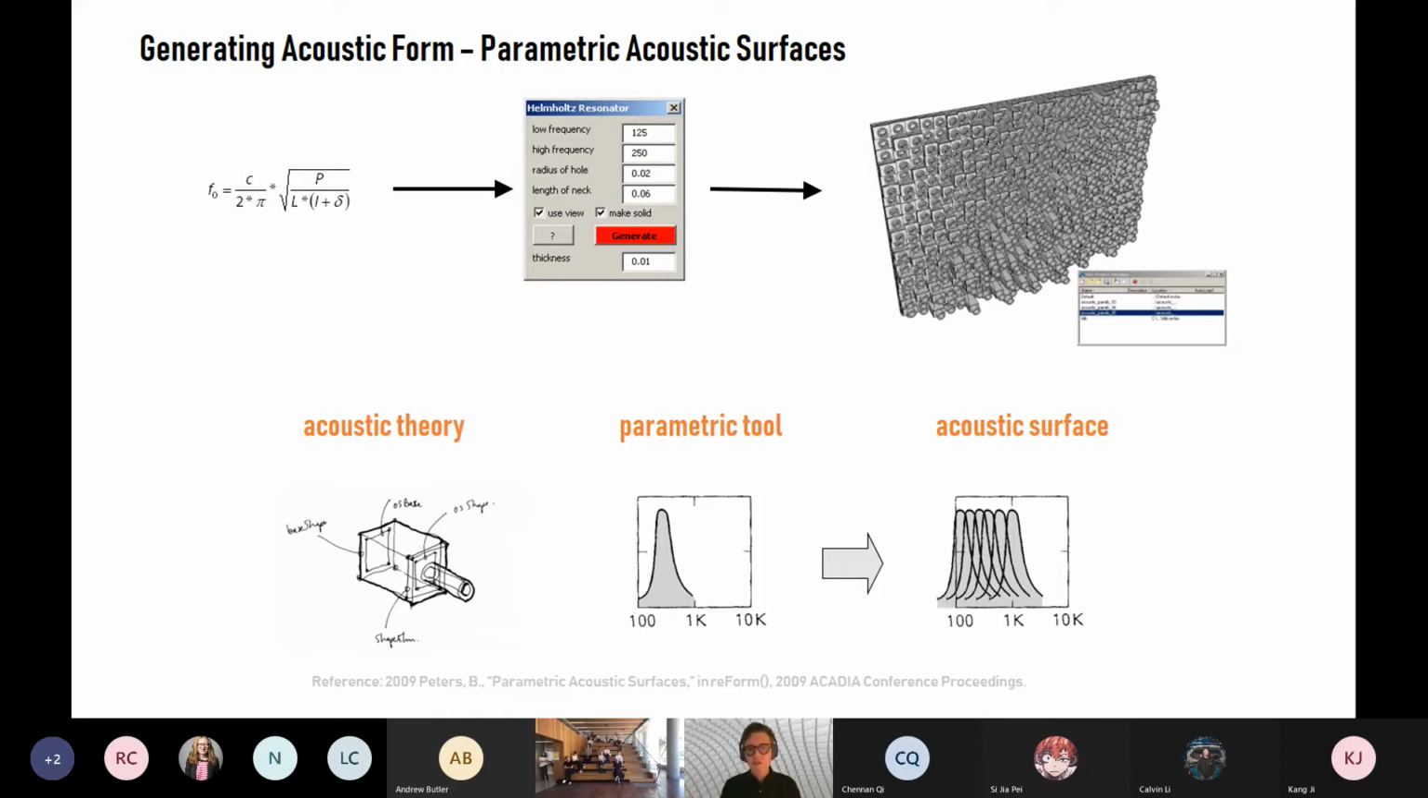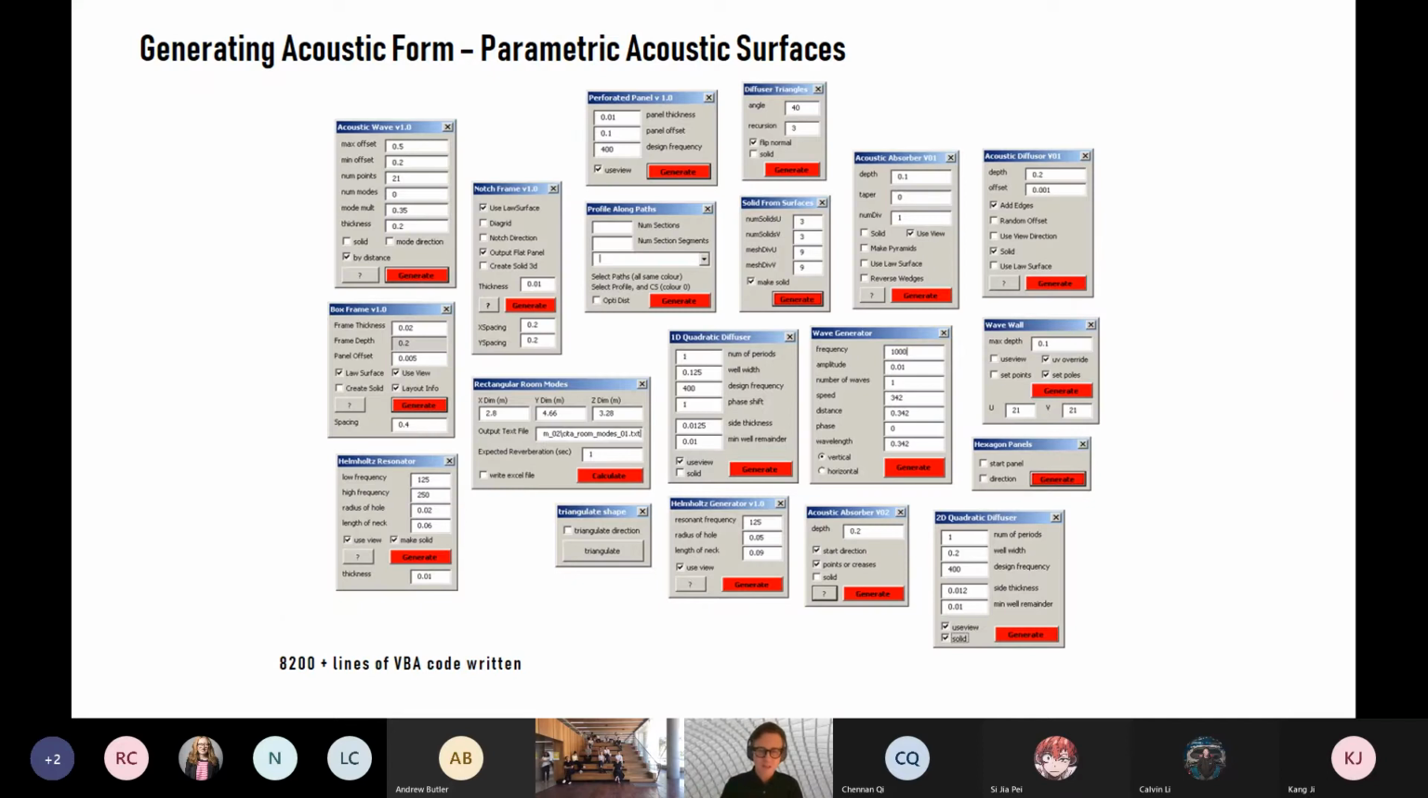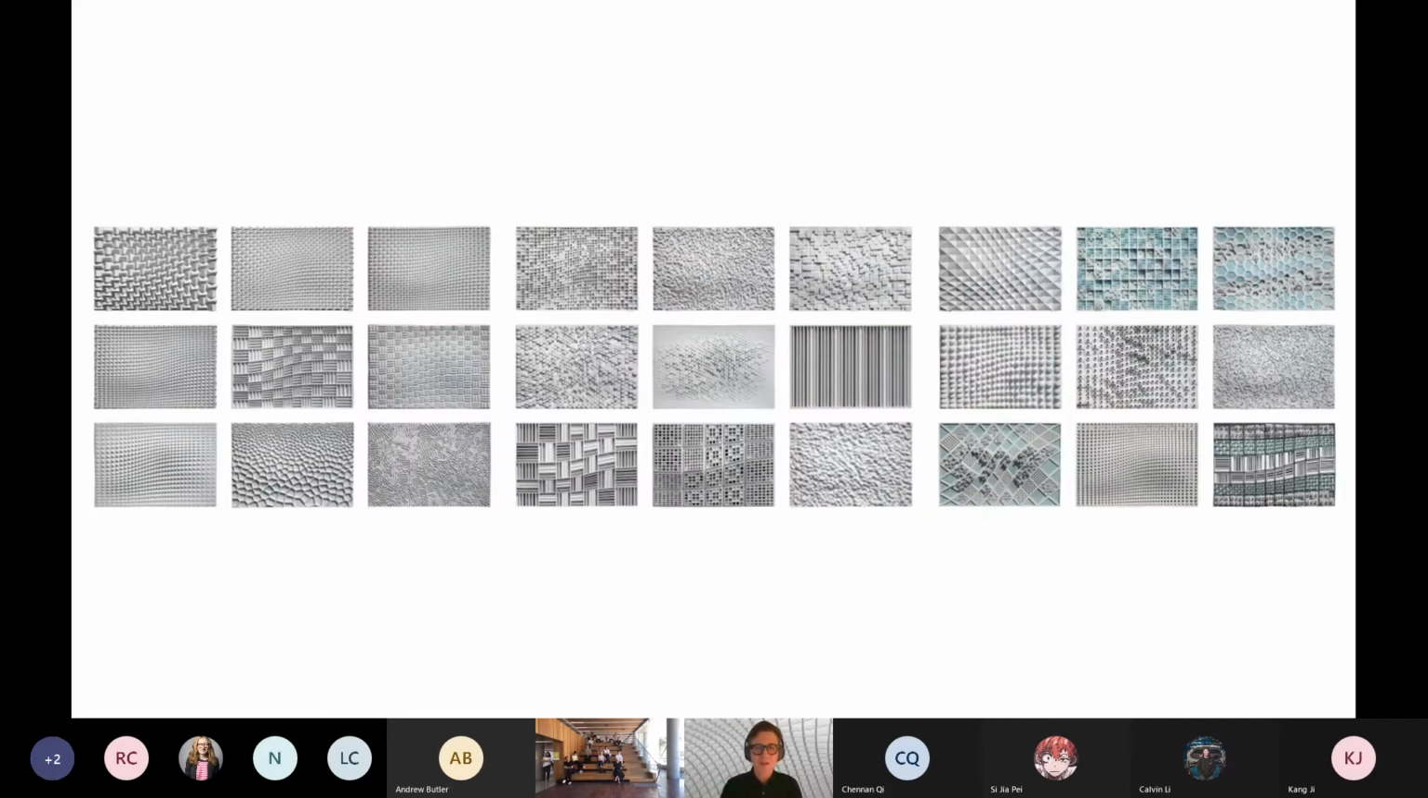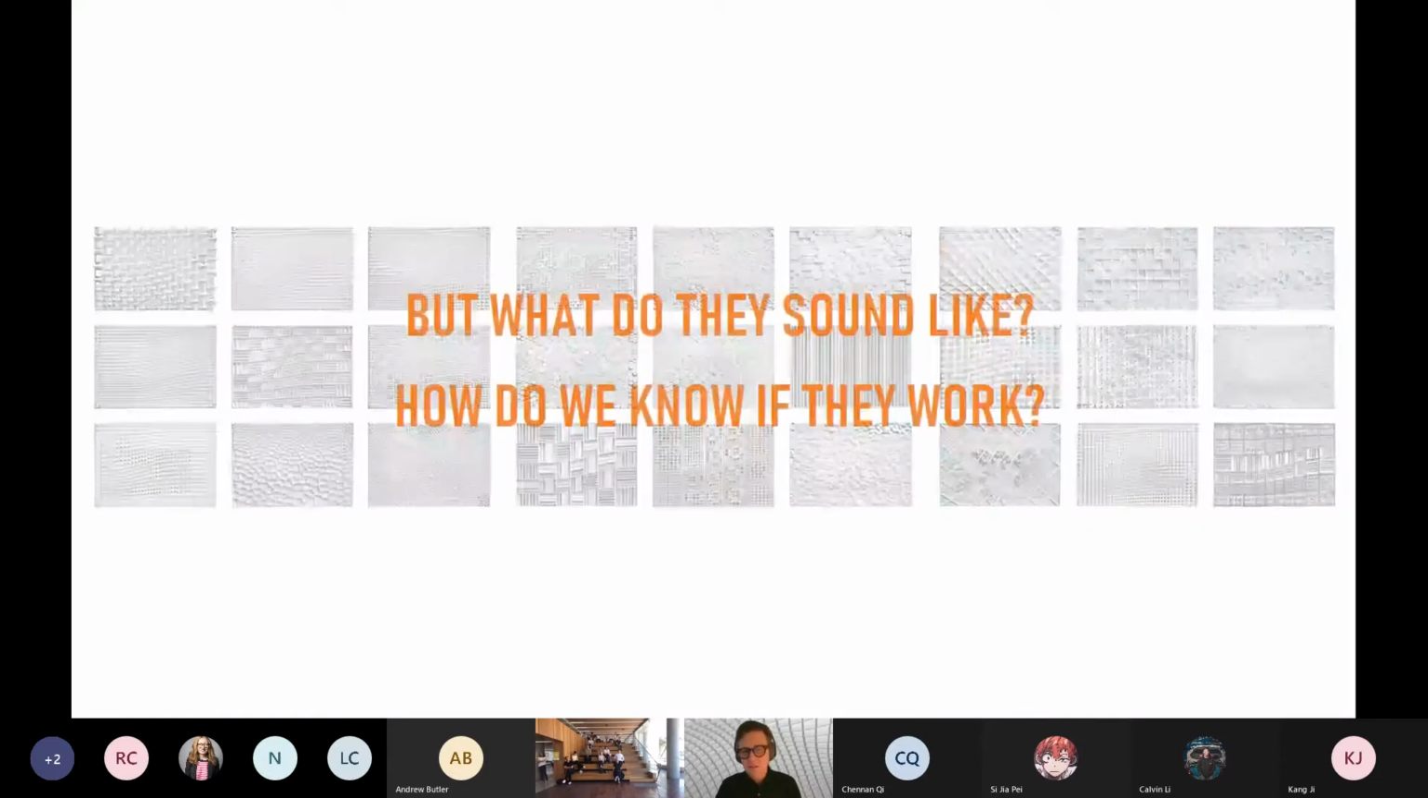This is one of these examples, and I wrote many of these different scripts and made many of these different surfaces, which was wonderful, and they look amazing and so forth. But the problem is I didn't really know how they would sound. I didn't really know if they would actually work if we built them. I mean, the math was there, and we could certainly generate them, but what would they sound like? I didn't have the digital tools to be able to predict that.